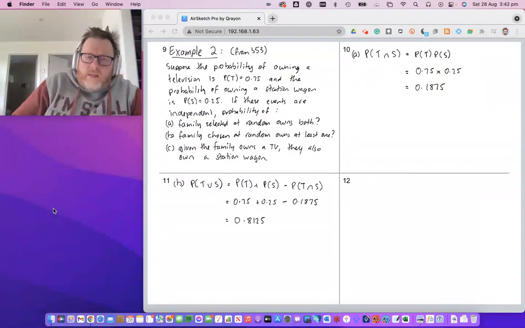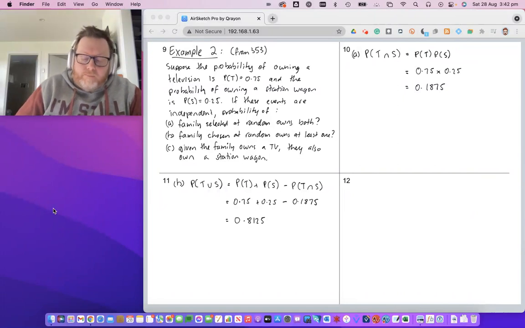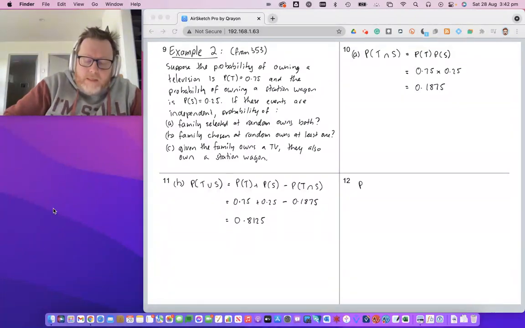Part C is new, it's not in the textbook. Given the family owns a television, what's the chance that they also own a station wagon? So this is the probability that they own a station wagon, given that they own a television.